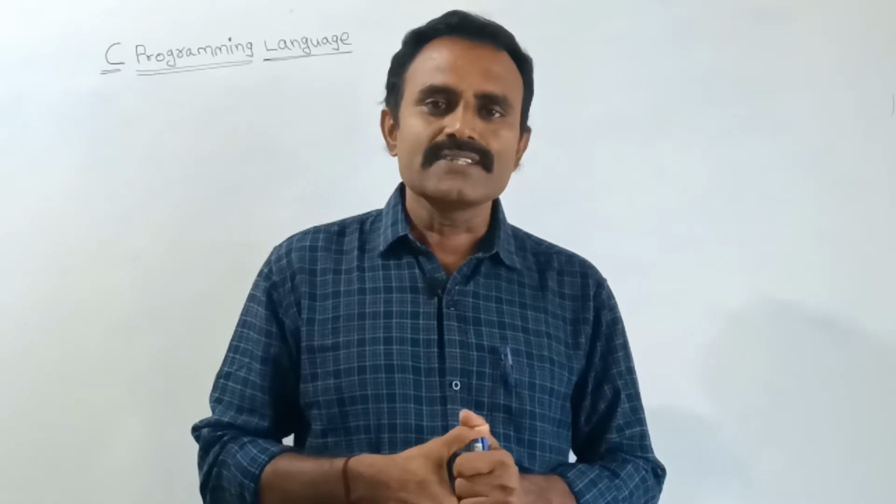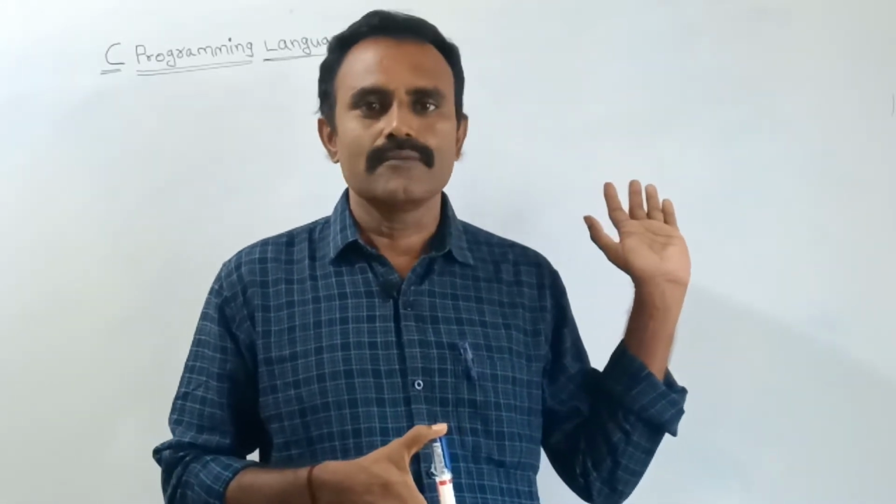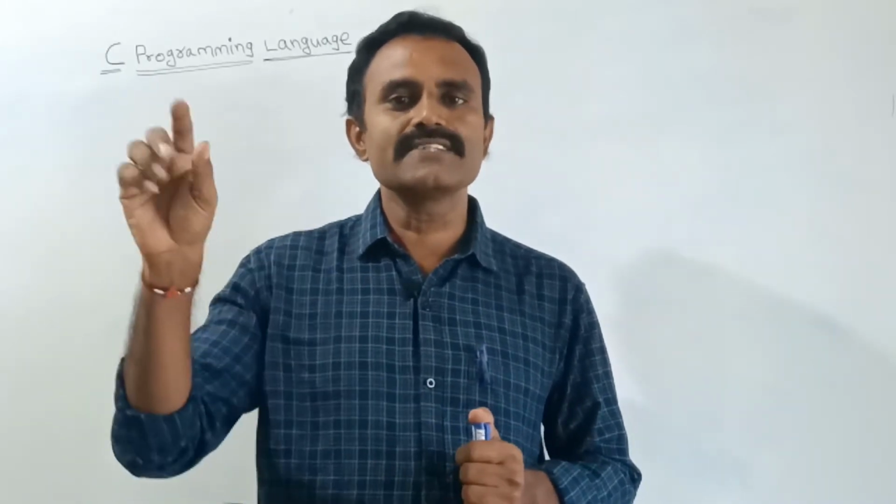Next, let us see about the translator. This translator is mainly used in all programming languages. It is used to translate the high level language to low level language. There are two types of translators: one is the compiler, another is the interpreter. In C language, the type of translator we use is the compiler. With the compiler we translate our high level language to machine code, that is low level language. Low level language is nothing but machine language.